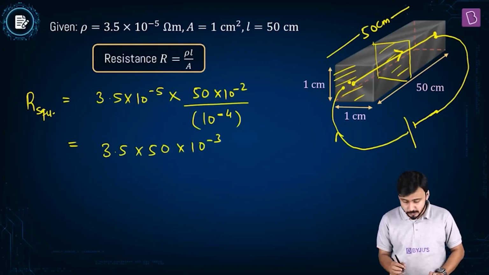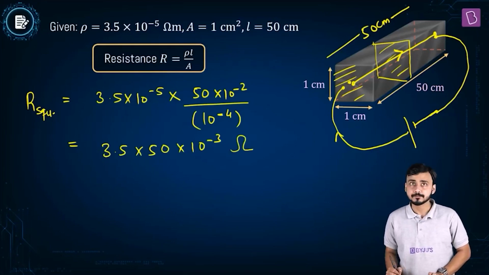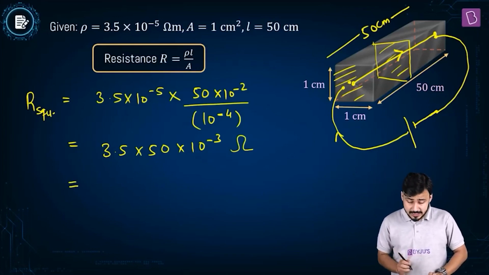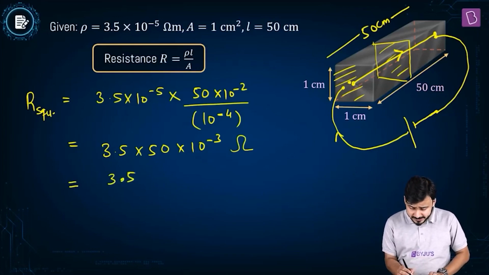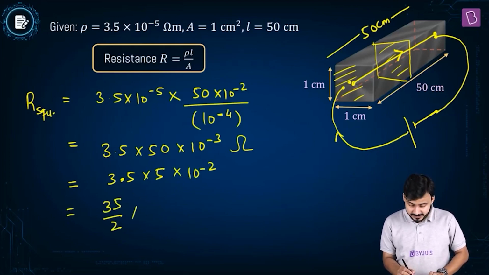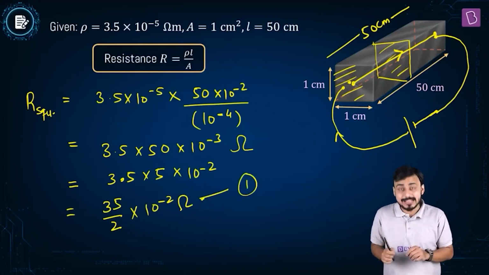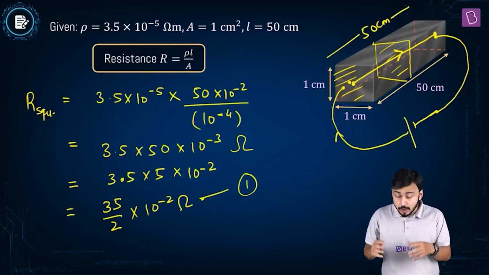And it is resistance, so it's ohm. Now this comes out to be 3.5 multiplied by 5 multiplied by 10 raised to power minus 2 ohms. This comes out to be 35 divided by 2 multiplied by 10 raised to power minus 2 ohms. That's your first answer, when you measure the resistance across the square surfaces.